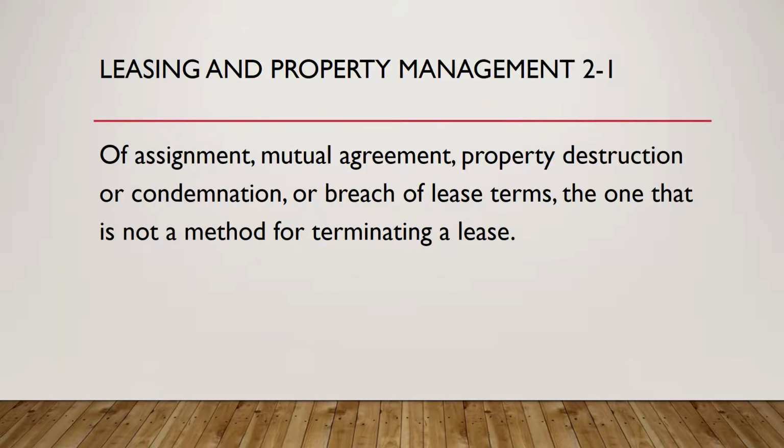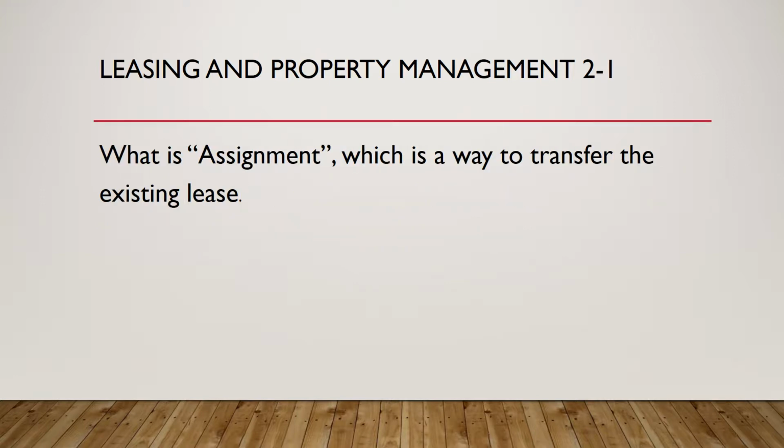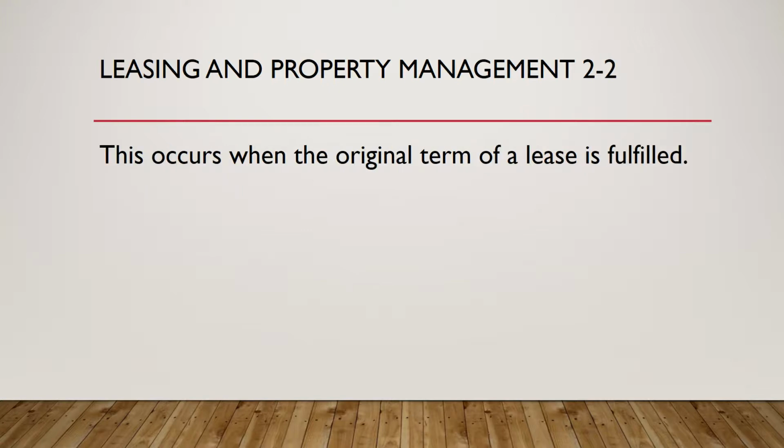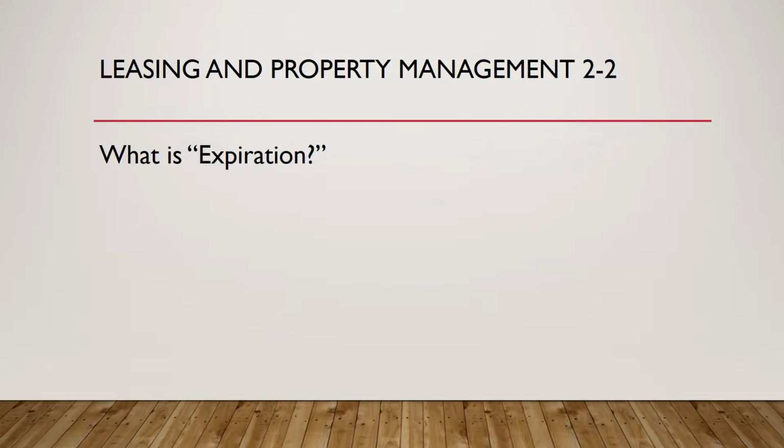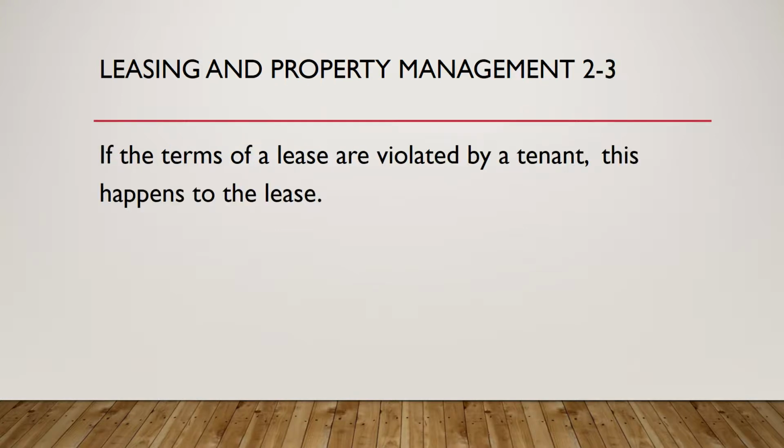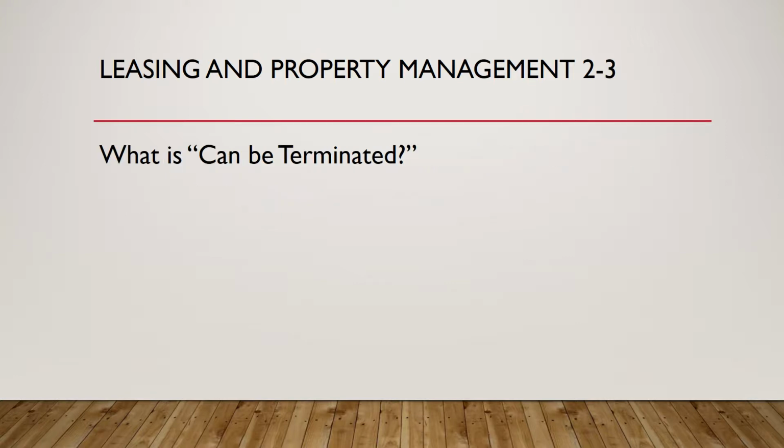Question 1. Of assignment, mutual agreement, property destruction or condemnation, or breach of lease terms, the one that is not a method for terminating a lease. What is assignment, which is a way to transfer the existing lease? Question 2. This occurs when the original term of a lease is fulfilled. What is expiration? Question 3. If the terms of a lease are violated by a tenant, this happens to the lease. What is can be terminated?